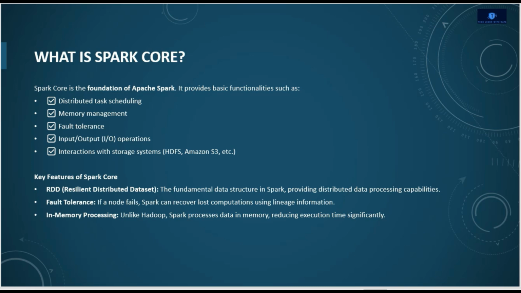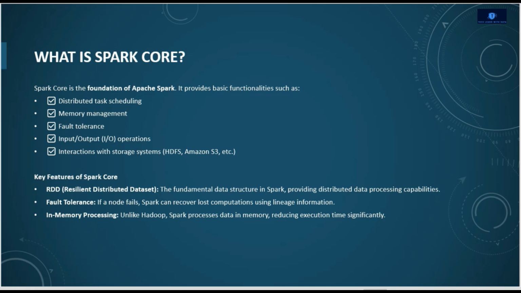The first is the RDD, which is the fundamental data structure in Spark. It provides distributed data processing capability. The second is fault tolerance. I have already told you in the last video that if any node fails, Spark can recover the lost computation with the help of lineage. I told you in the previous video about the relationship between lineage and the DAG also. Same here.